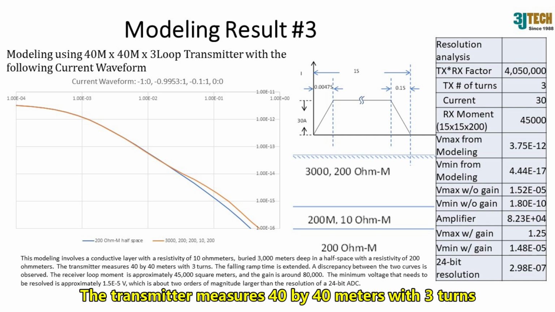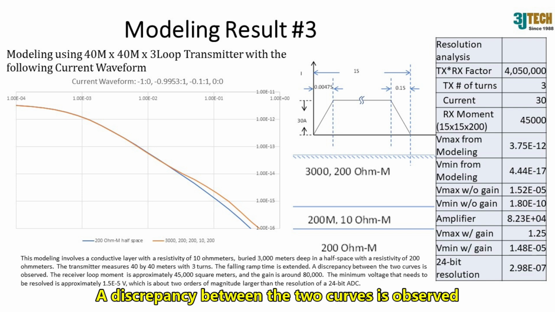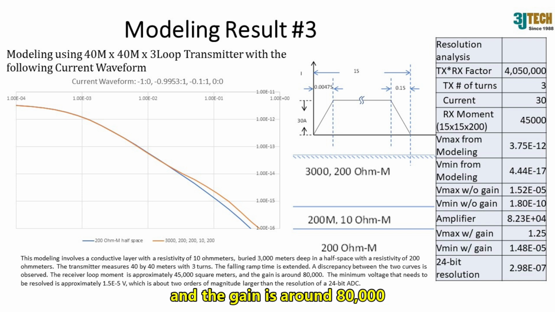The transmitter measures 40 by 40 meters with 3 turns. The falling ramp time is extended. A discrepancy between the two curves is observed. The receiver loop moment is approximately 45,000 square meters, and the gain is around 80,000.